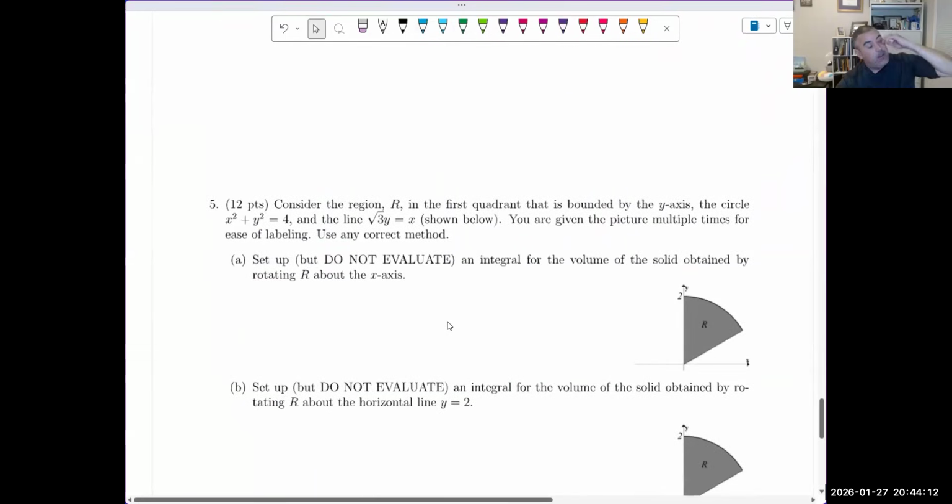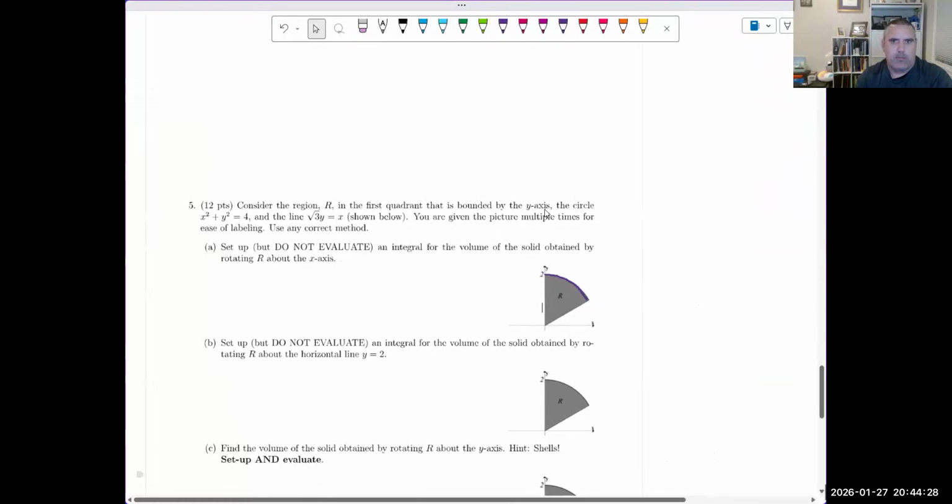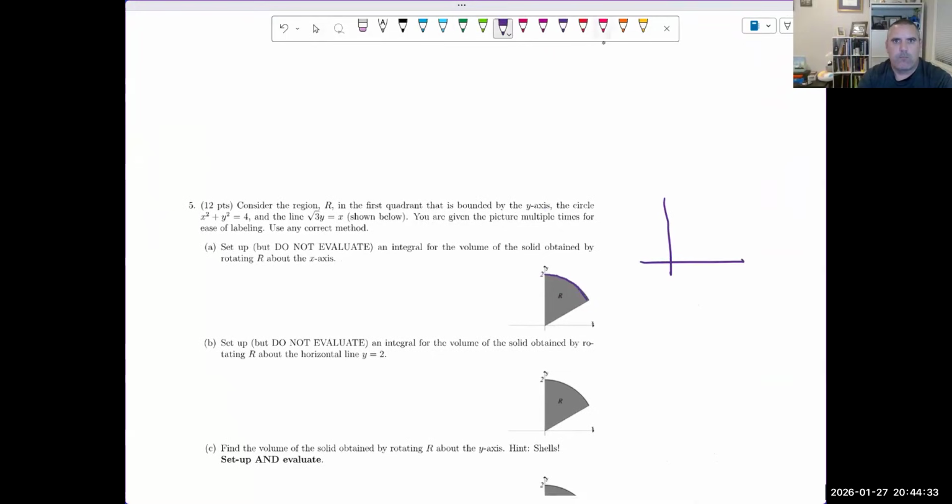Okay, we're finally there. So this was a question about volumes, and you're given the region between a circle. And so maybe let's zoom out a little bit and I'll draw this bigger. So here we go. Line, part of a circle. If you're on the edge of this circle, your radius is 2, it says.